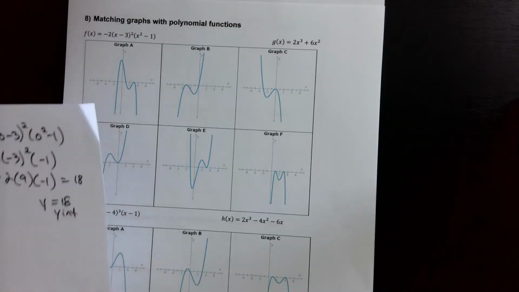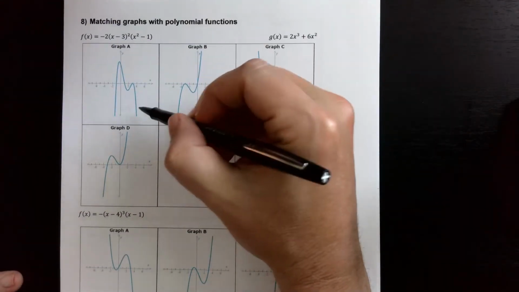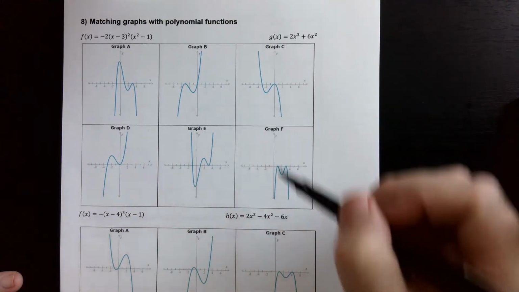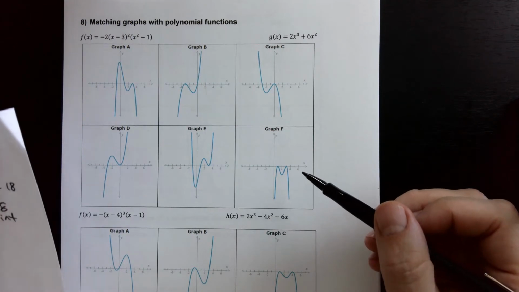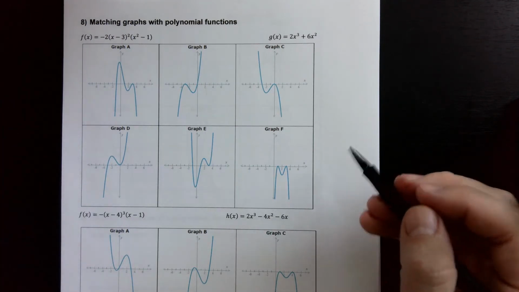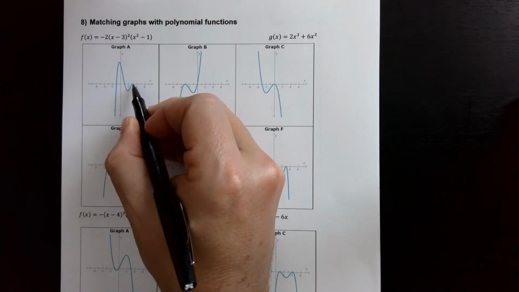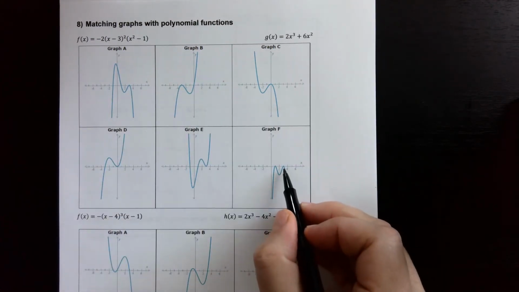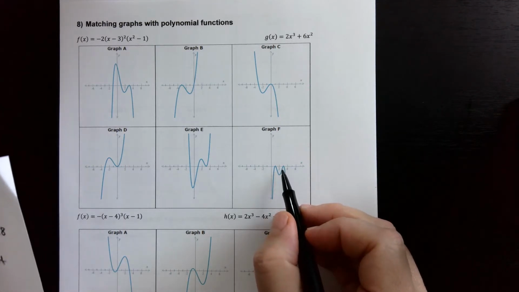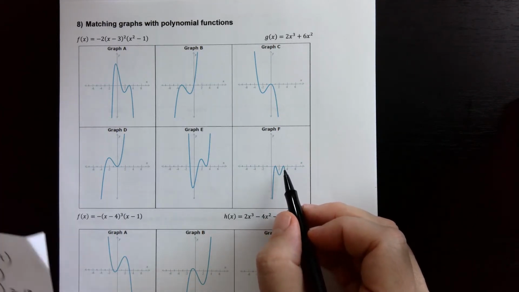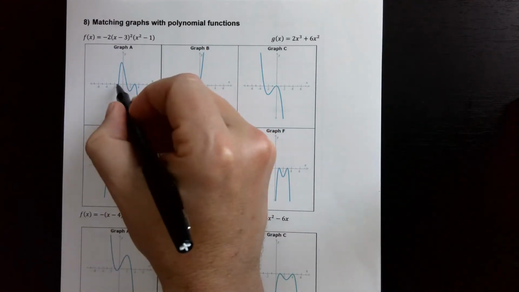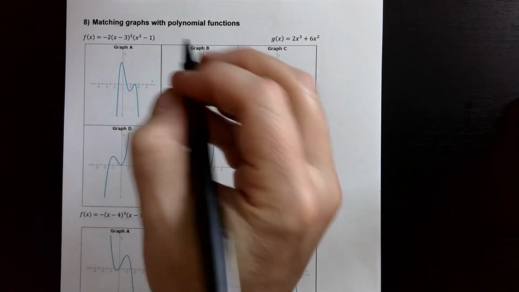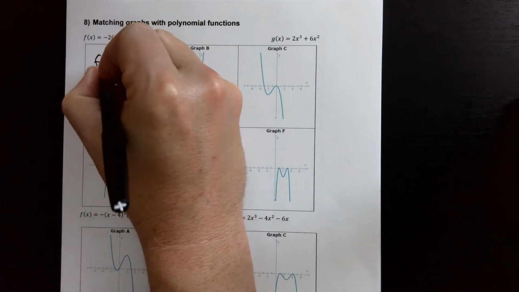Okay, so we got our x-intercepts, we got our end behavior, we know if it bounces or if it crosses. So we take a look and we find one. We need to find one that's going downward on both sides, so this one is going down on both sides, and this one is going down on both sides. We also need it to bounce off the x-axis at 3. This one looks like it bounces off the x-axis at 3, and this one also looks like it bounces off the x-axis at 3. And we need to cross the x-axis at negative 1 and 1. This one doesn't cross the x-axis ever, but this one does cross right here and right here. So this is f of x.